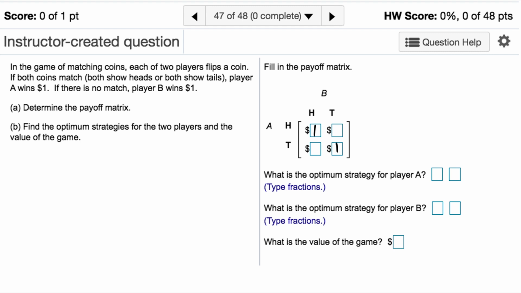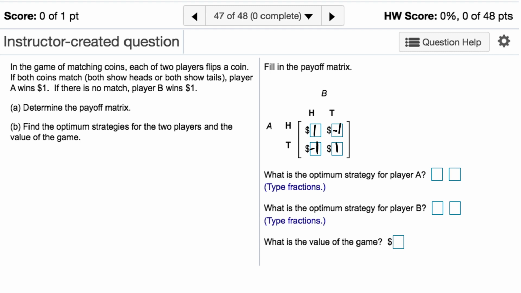If there's no match, player B wins $1, so that's going to be negative 1 in both of those spots, the top right and the bottom left. All right, so there's our payoff matrix. So then we want to find the optimum strategy for player A, the optimum strategy for player B, and the value of the game. All right, so this problem, finding the optimal strategies.